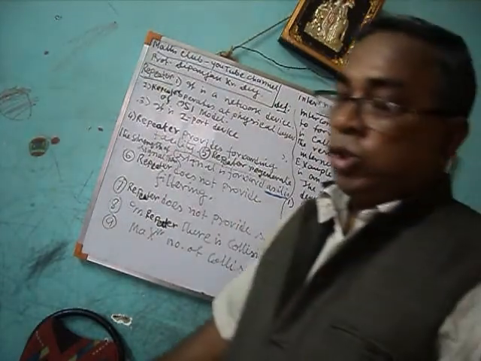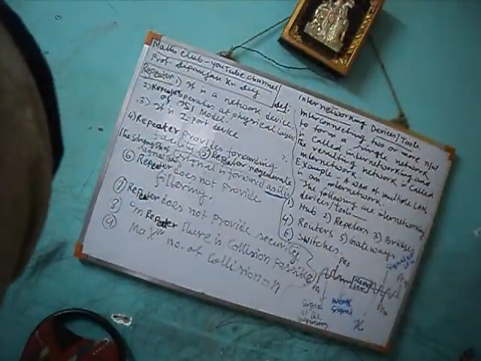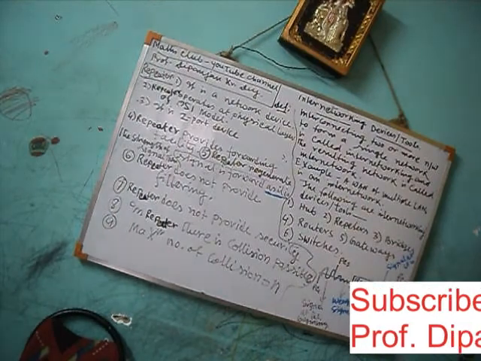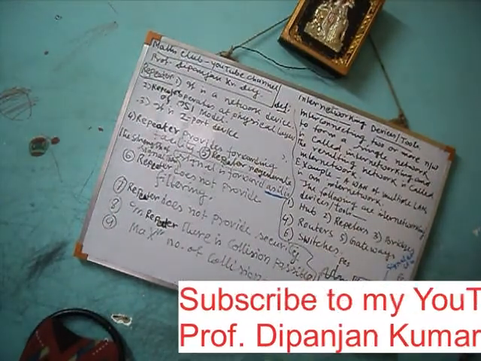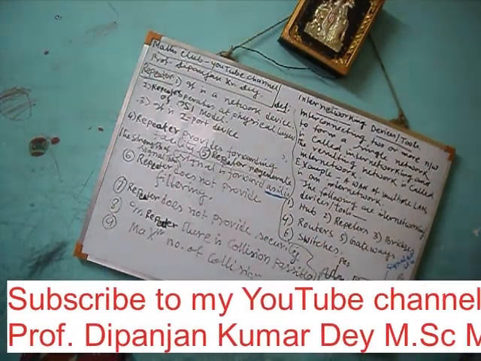So the repeater doesn't provide filtering. There is no filtering capacity.